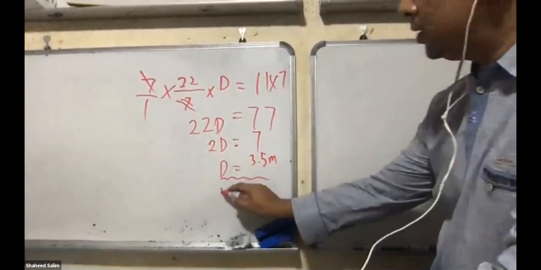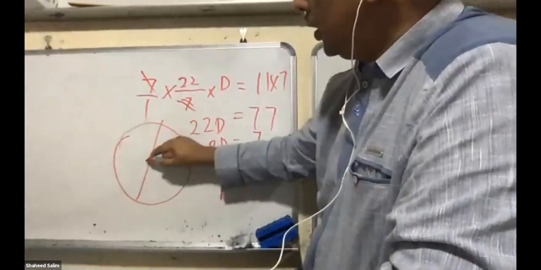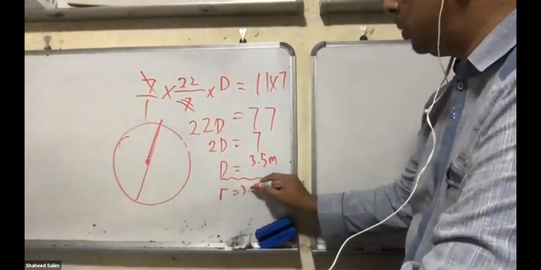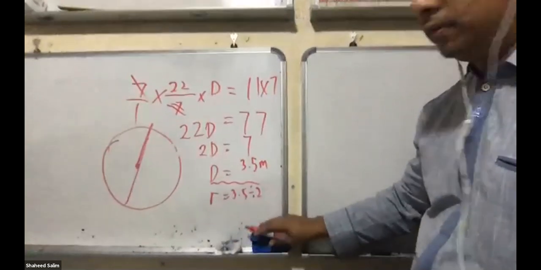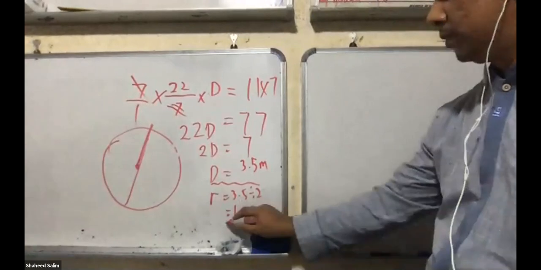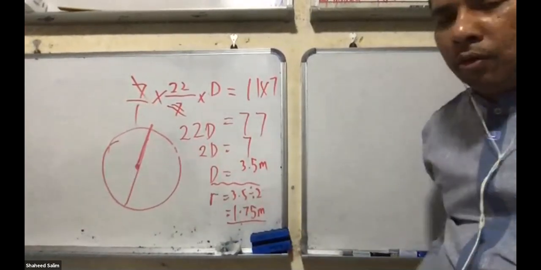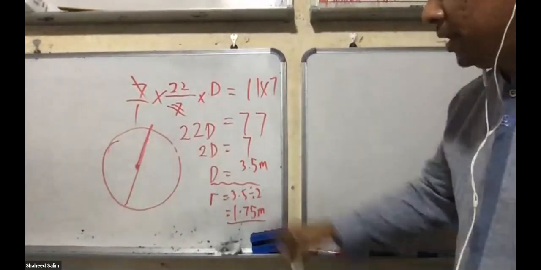So you want to find radius? Remember, if you have a circle, diameter is the whole thing. Radius is just half. So radius equals to 3.5 divided by 2, and your answer will be 1.75 meters. Cannot? I think you're not focused. Okay, maybe the difficulty is here.